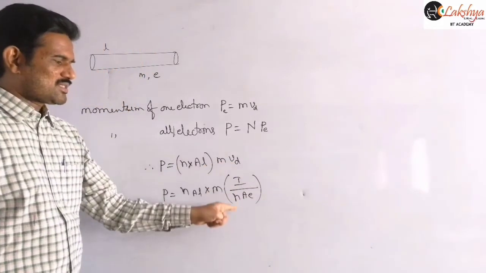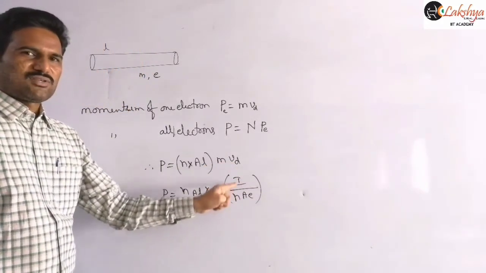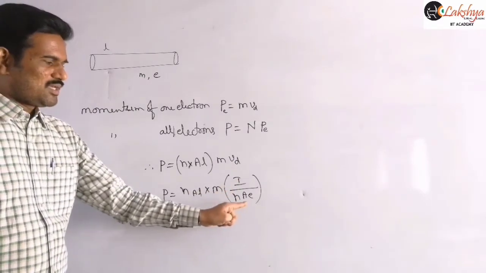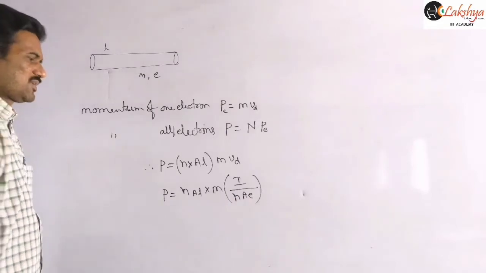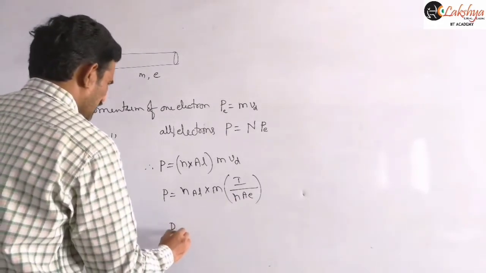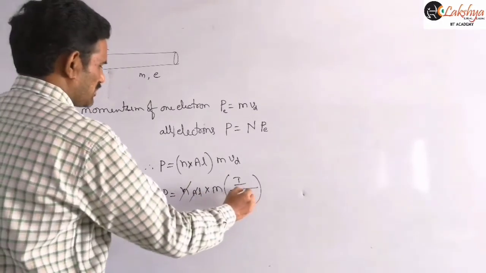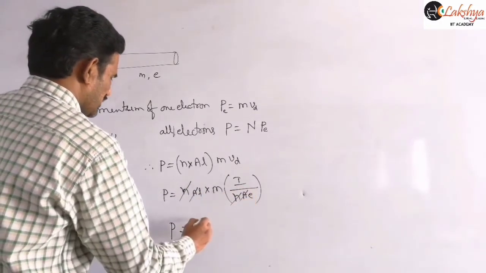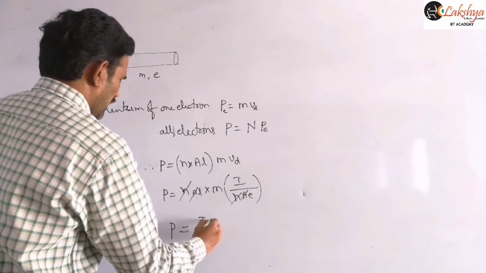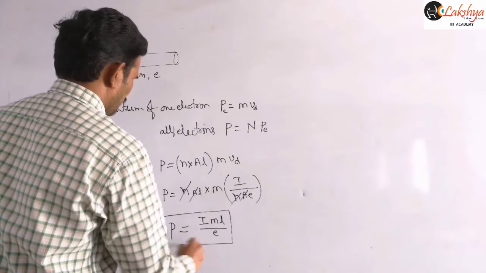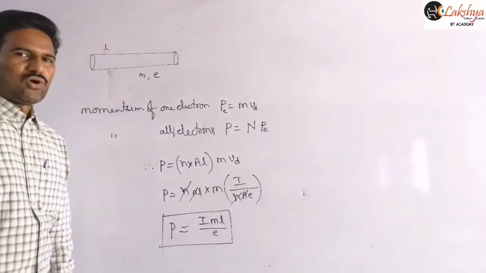We know the drift velocity and current relation: drift velocity is I by nAe, where n is the number of electrons per unit volume, A is the area of cross section, and e is the charge of the electron. Therefore n will cancel and A will cancel. So finally I can write this as I m L by e. That is the momentum of all electrons.